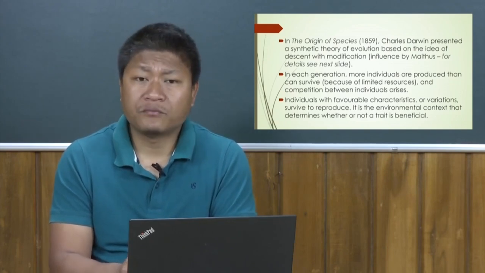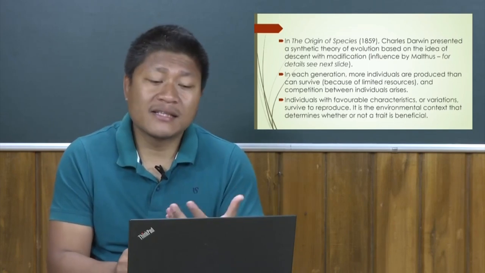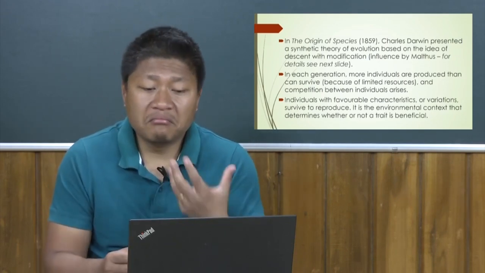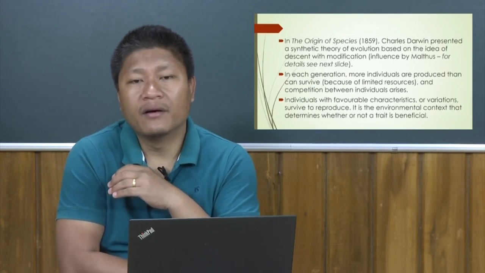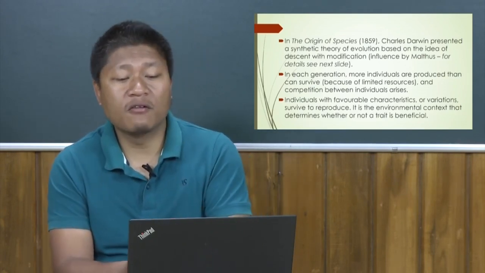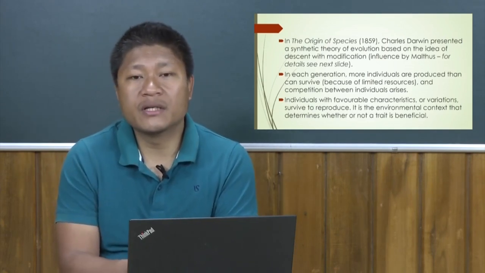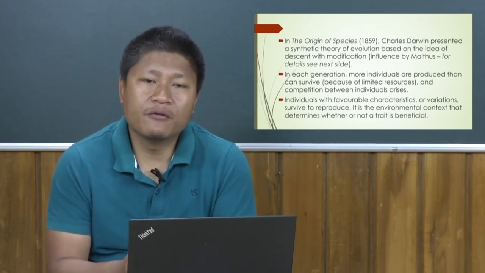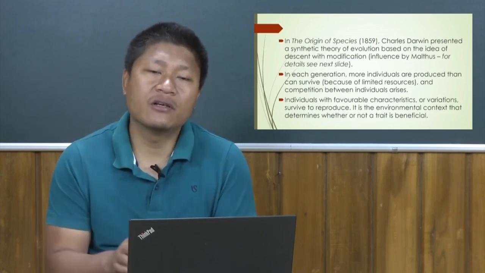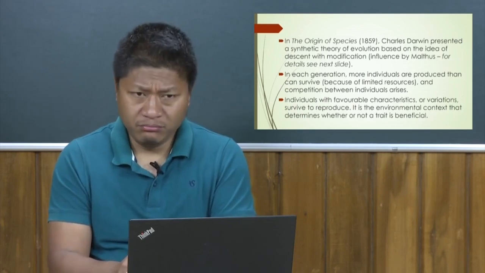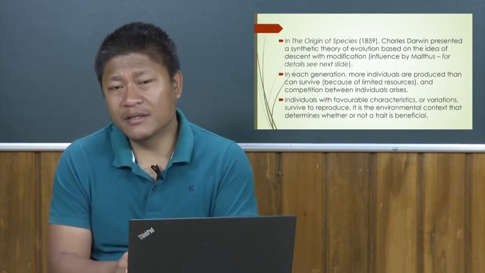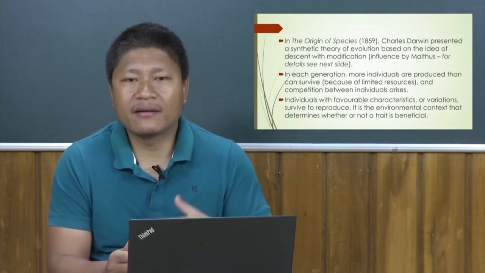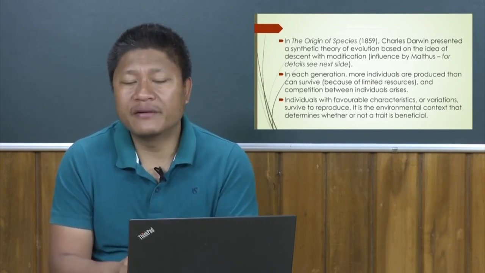Now, what he says is, in every successive generation, individuals produce much more than what they can survive. That is because of limited resources, and competition between individuals arises. Now, how are these being influenced? What actually influences an individual to compete among themselves? Now, the capitalist might give a different explanation, or rather the Marxist understanding of these economic modes of production will give a different reflection on this.